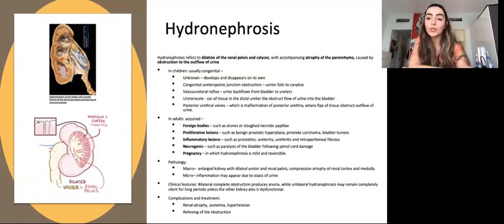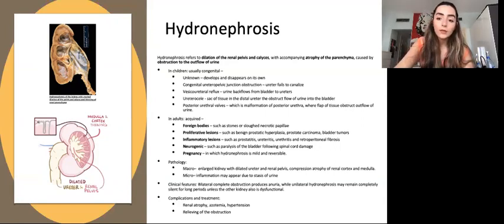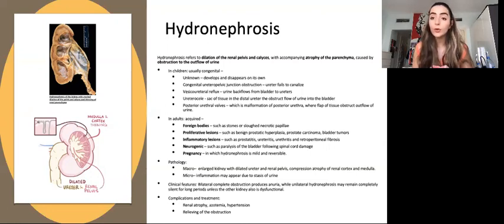Bilateral is when the obstruction is below the level of the ureters. Now, the causes of this: in children, it's mostly congenital, it can be unknown, or from ureteropelvic junction obstruction, vesicoureteral reflux, which we talked about before, a ureterocele, which is a soft tissue in the distal ureter that blocks the flow of urine into the bladder, or posterior ureteral valves, which is a malformation of the posterior ureter, where a flap of tissue obstructs the flow of urine.